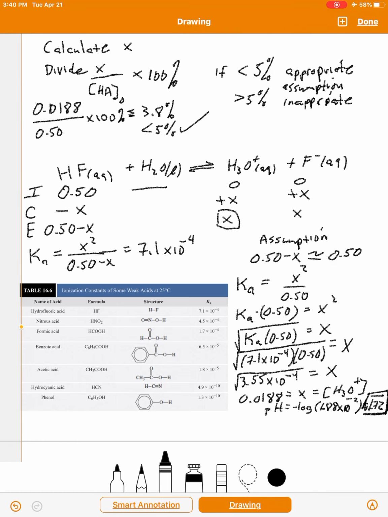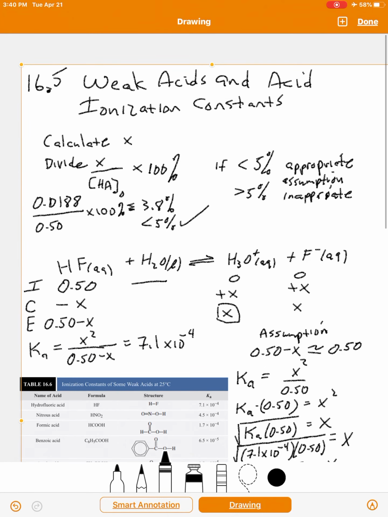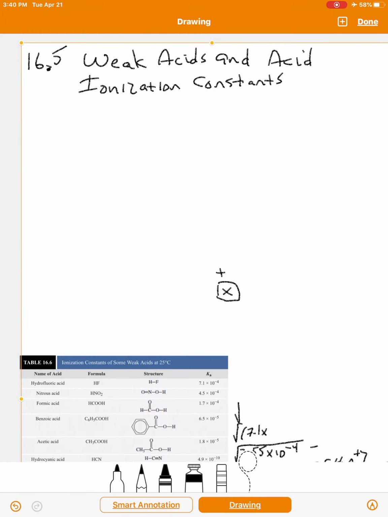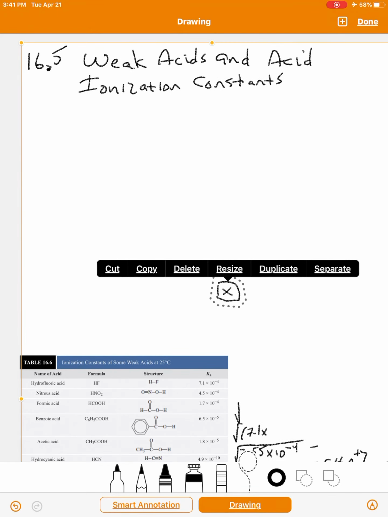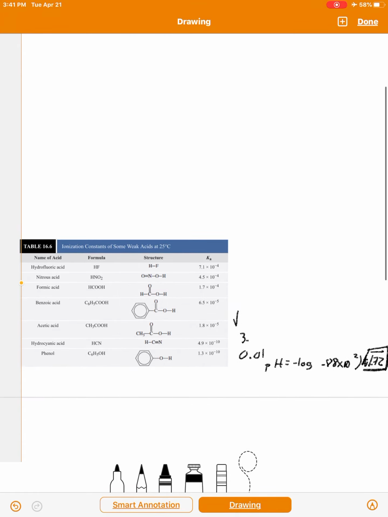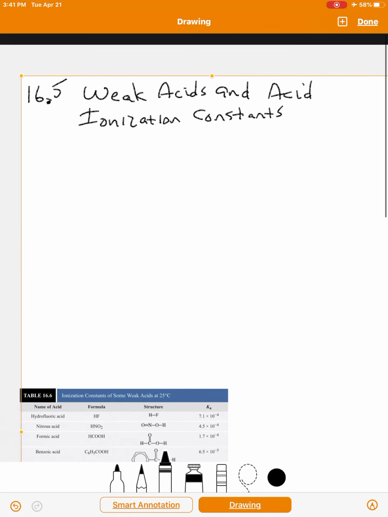Okay? So that's the first type of problem that we see in this section, is determining the pH of a weak acid given the initial concentration of the weak acid. Okay? And it's an equilibrium problem, right? So there's one difference, is that with weak acids we use equilibrium techniques, whereas with strong acids we don't have to do that.